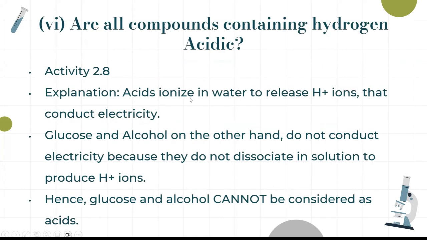So the next thing that we're going to look at is whether all the compounds containing hydrogen are acidic. For example, you have compounds such as glucose and alcohol, which also contain hydrogen. So we're going to test if these compounds are also acidic.